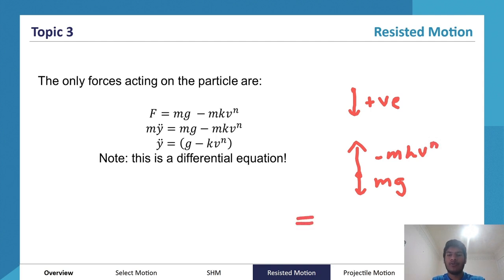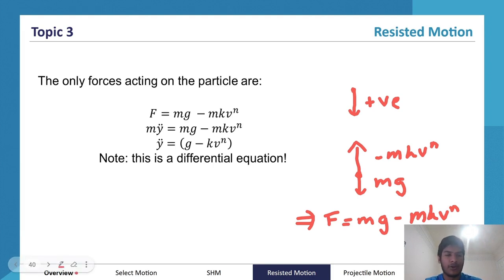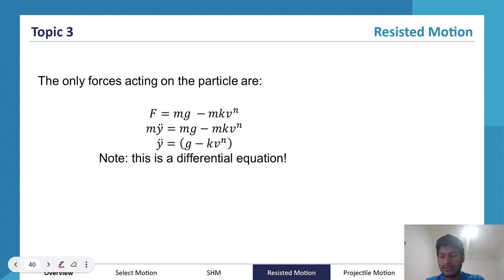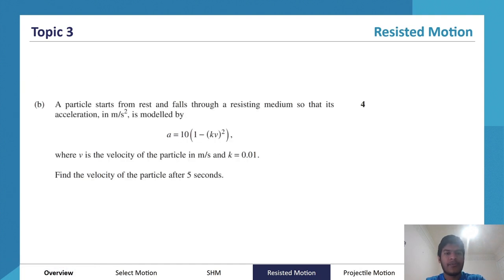And so the net force is going to be your downwards gravity, which is positive because we assume downwards is positive, minus mkv^n, which is upwards, and is negative because it acts in the opposite direction. That's mass times acceleration. We can divide through by mass, and we end up with that expression here. And this is a differential equation which you've potentially seen some of in Extension 1. So, not too hard.